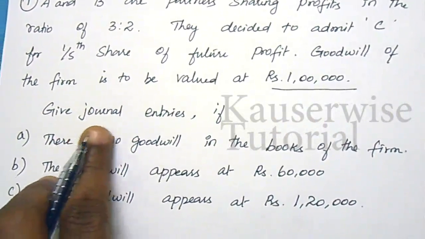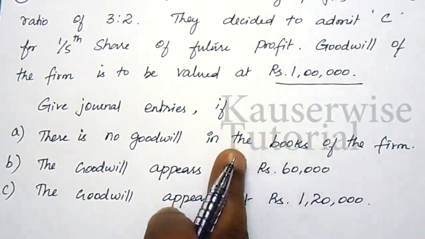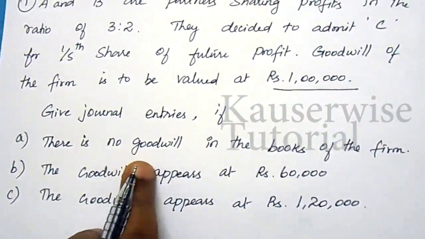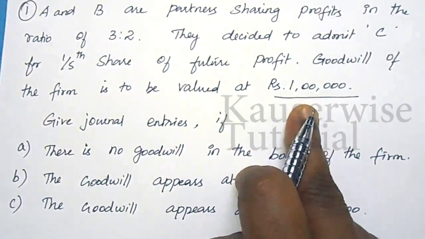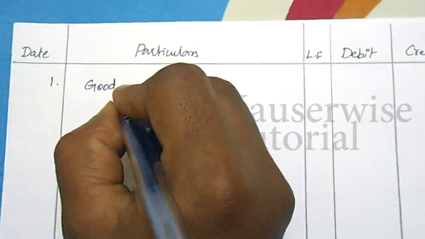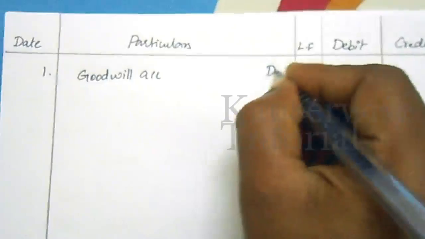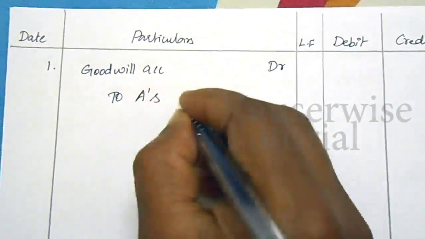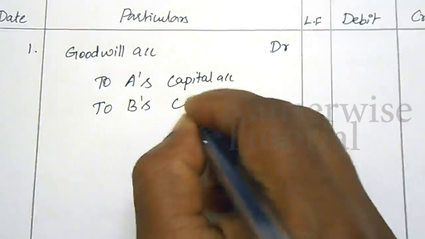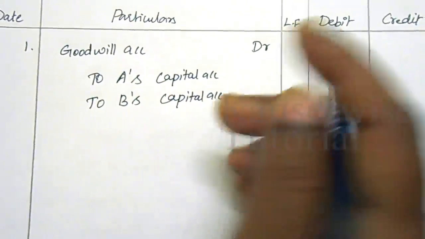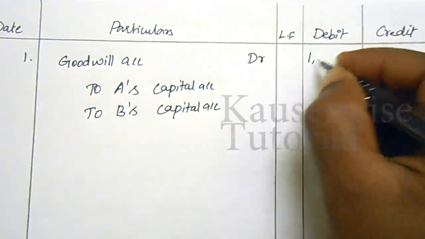They are asking you to make a journal entry if there is no goodwill in the books of the firm. In their old balance sheet there is no goodwill. Now it is raised to 1 lakh. So the entry for the transaction is goodwill account debit to old partners' capital accounts: to A's capital account and to B's capital account. Now the goodwill is raised by how much? 1 lakh. So enter 1 lakh.